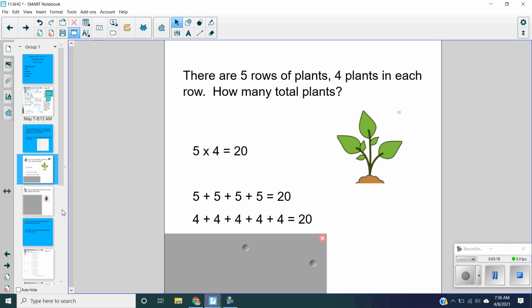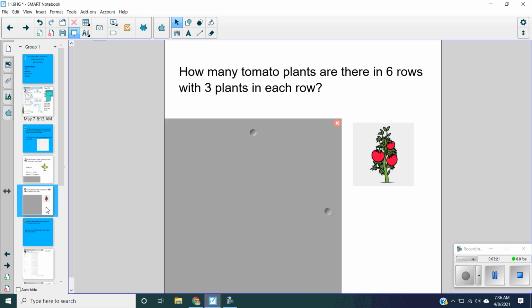We'll try one more like this. How many tomato plants are there in 6 rows with 3 plants in each row? Press pause and play when you're ready to check.